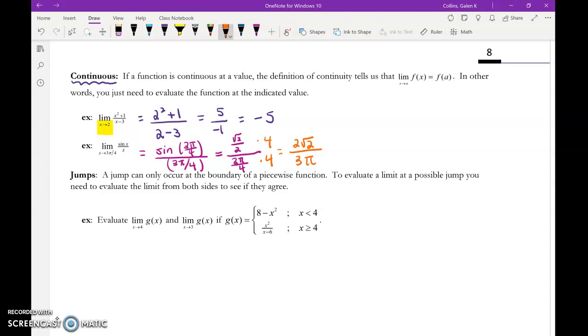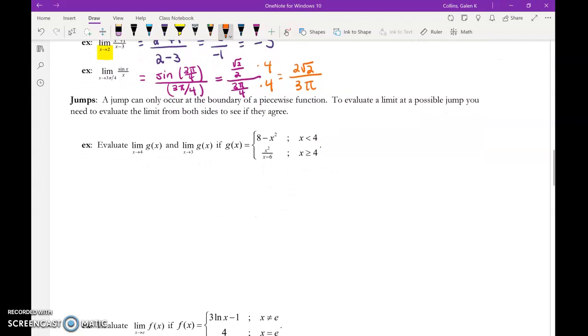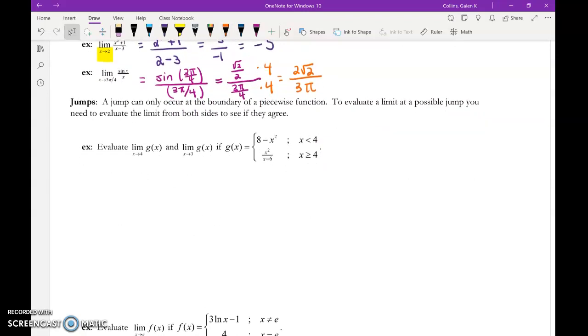So that is a faster way, in my opinion, to arrive at what we might consider a more simplified answer. Okay, so in our next set, we're going to work with some functions that may have a jump. So remember, a jump can only occur at the boundary of a piecewise function. So when we're not working with piecewise functions, we don't really have to worry about jumps. So again, when I say the boundary, and there could be multiple boundaries, for this function, the function changes where x equals 4. So x equals 4 is considered the boundary of this piecewise function.